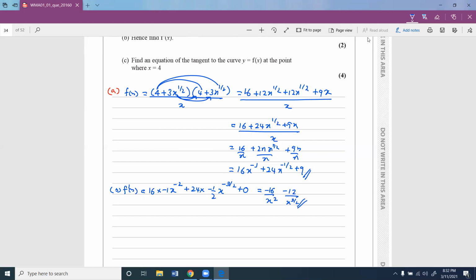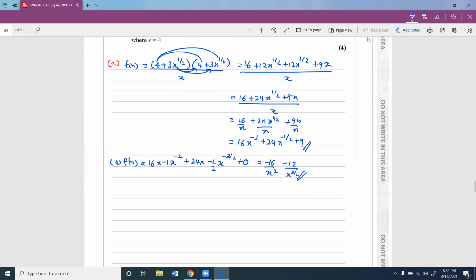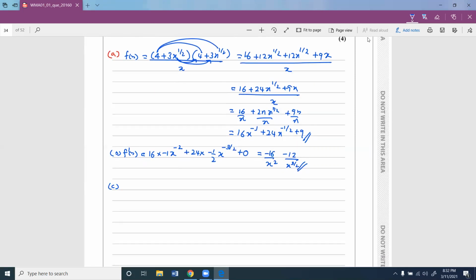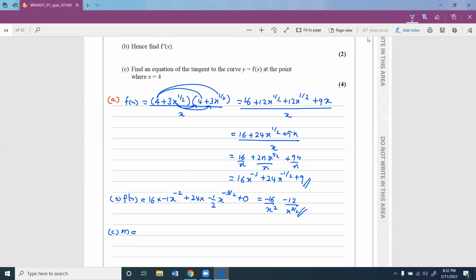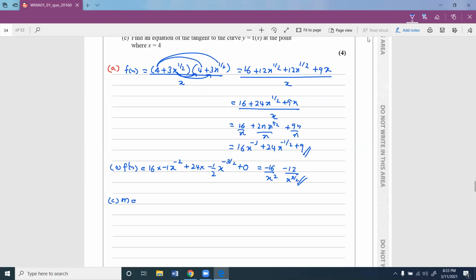Then they ask to find the equation of the tangent to the curve y equals f(x) at the point x equals 4. So initially we can find the gradient. The gradient of the tangent and the gradient of the curve are both the same. That's the point you have to understand. So we can find the gradient of the curve at x equals 4 by substituting 4 into the first differentiation: minus 16 over 4 squared, minus 12 over 4 to the power 3 over 2.